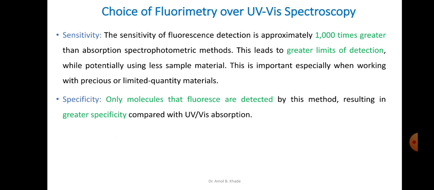Then next is the specificity. Now here, the basic principle of fluorimetry we have discussed, and only the compounds which have the property of showing fluorescence or phosphorescence, only those will be detected in the instrument, right? Unless you convert them into derivatives. So here only the molecules that have these particular emission radiation properties will be detected.